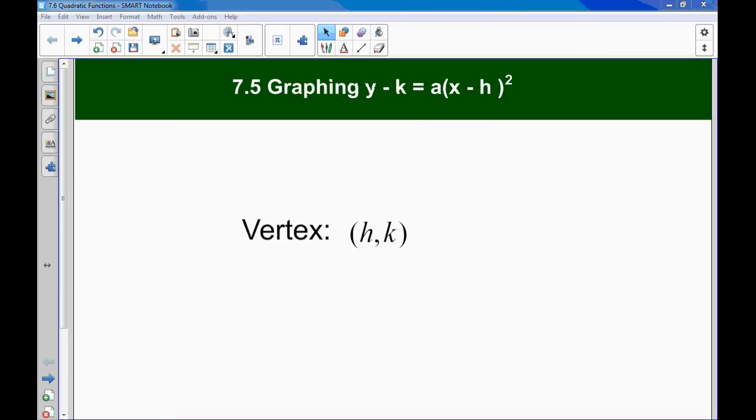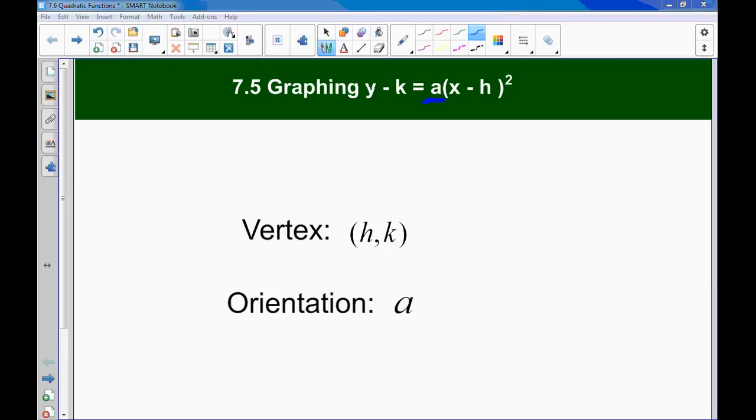But just to review from chapter 7.5, we talked about how the vertex given this equation is h comma k. And remember, the vertex is kind of the corner or the starting point where the graph takes its shape. The other thing that we talked about was the orientation. And the orientation was the letter A. If you see it at the very beginning of the equation, A tells us which way the parabola opens, either up or down, and the shape of it, which means basically whether it's skinny, if A is greater than 1 or less than -1, or if it's fat, if it's a fraction in between -1 and 1.